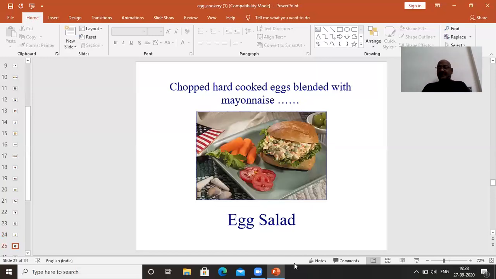Another use is in salads. Hard boiled eggs, chopped, making salads, egg salad, and as a garnish, as a main course, as an accompaniment. So many variations, you can use eggs in all the courses of the menu. We have 17 courses, and in those 17 courses, eggs are used in the maximum number of courses, for a direct or indirect purpose.